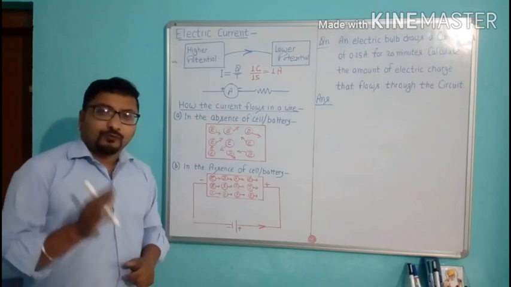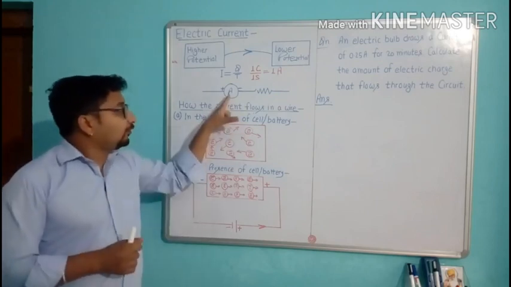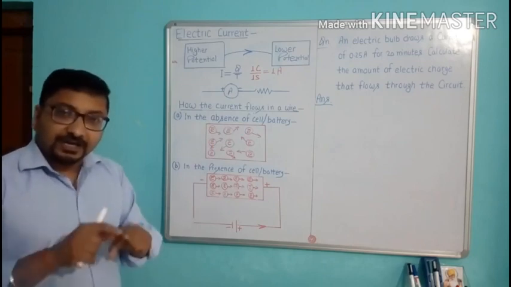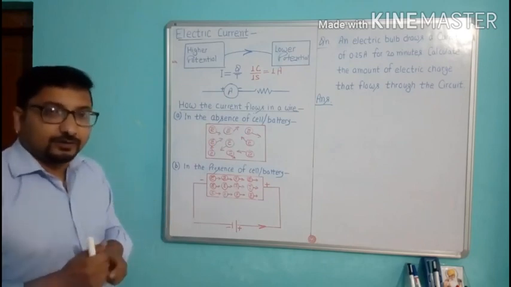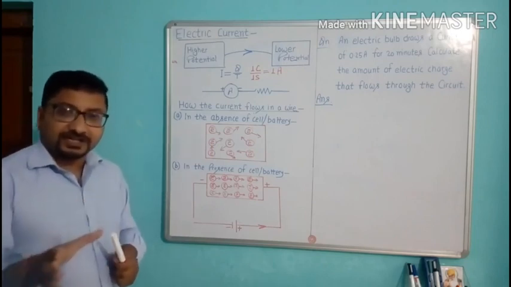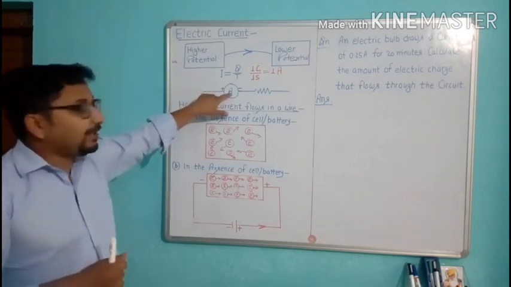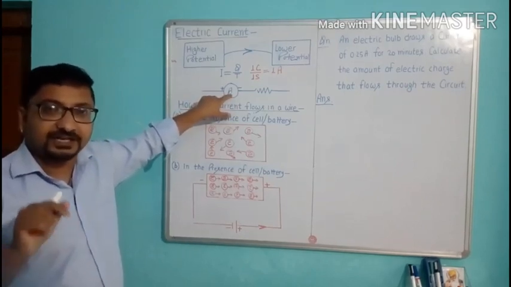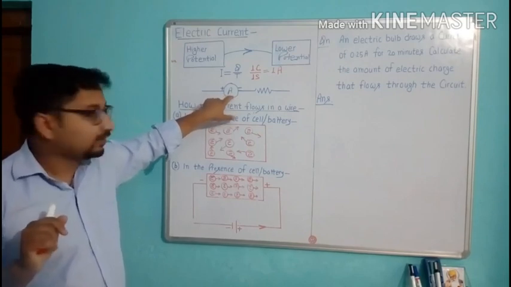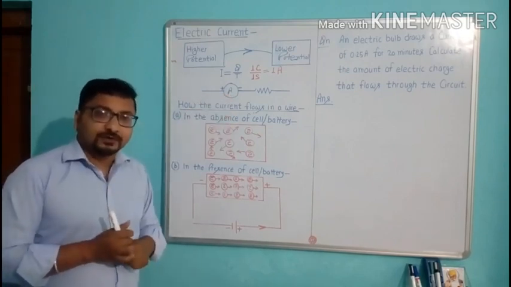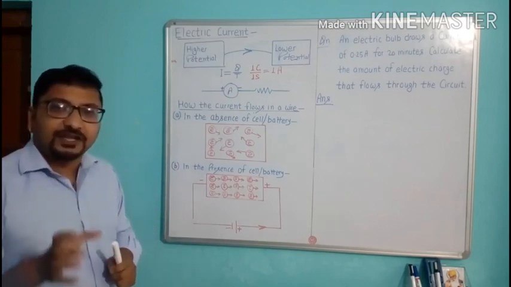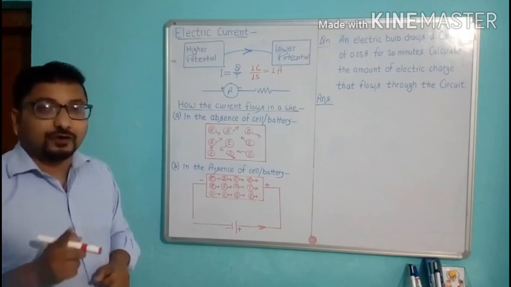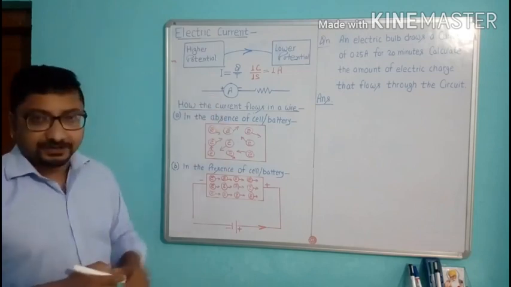We use an ammeter to measure electric current in a circuit. If we want to measure current in an electric circuit, we use an ammeter as an instrument. We connect it in series. It should have very, very low resistance so that it does not change the value of electric current through the circuit.